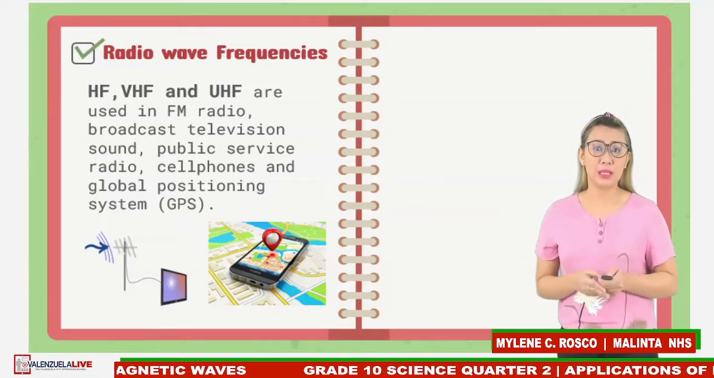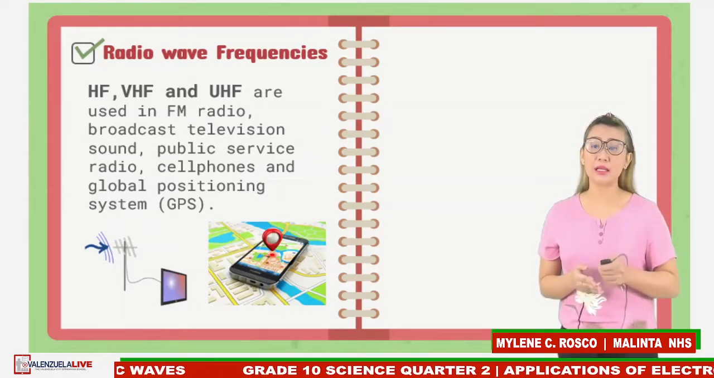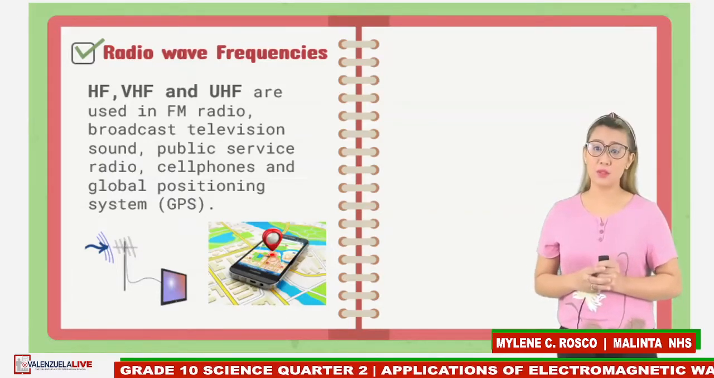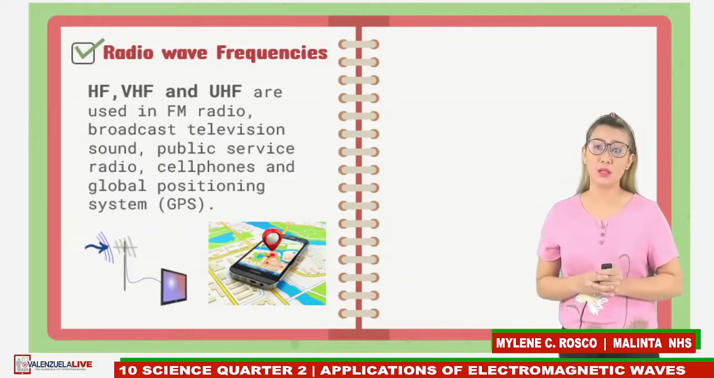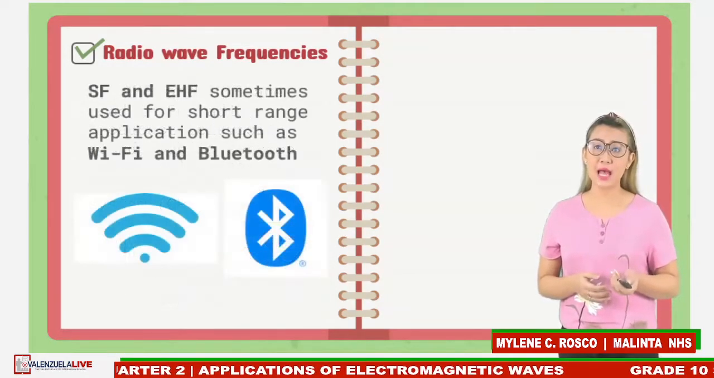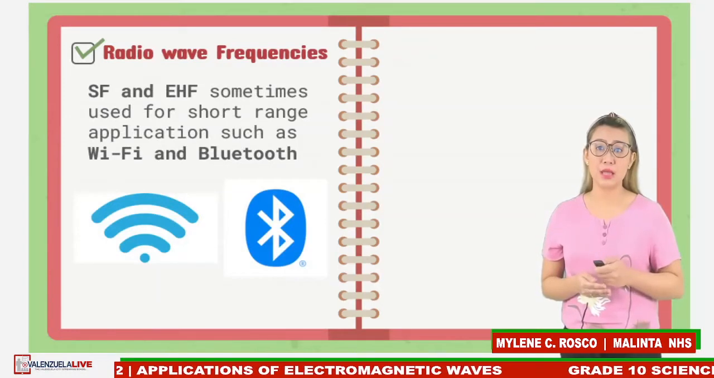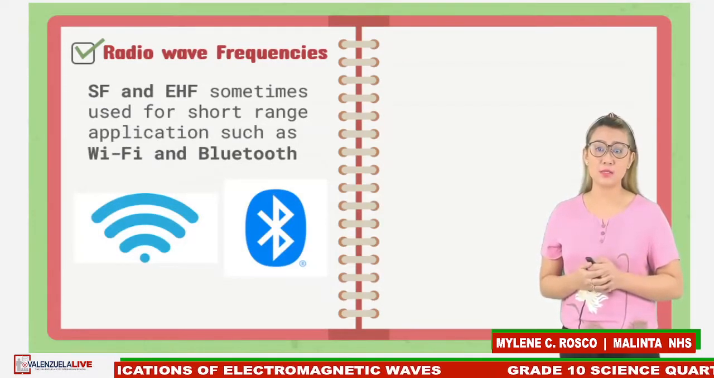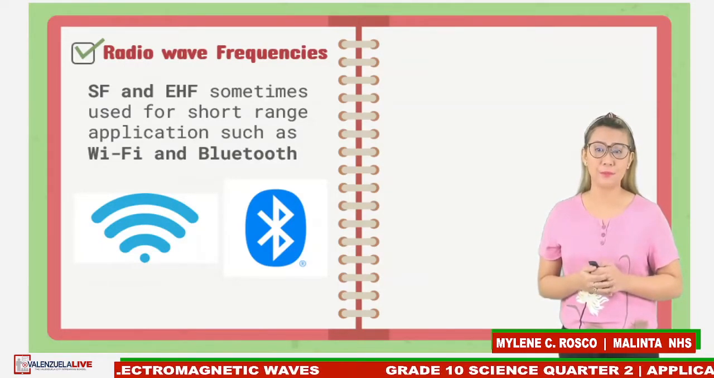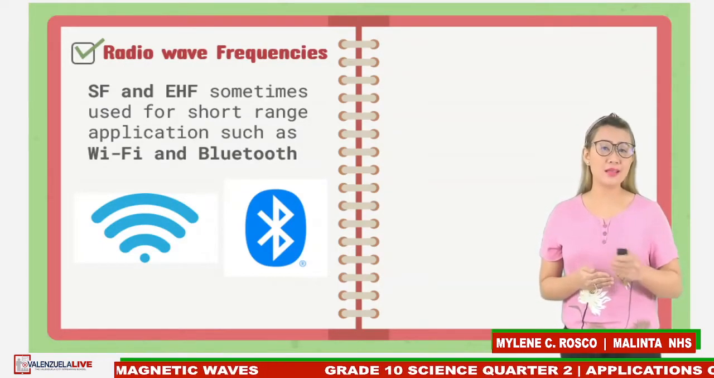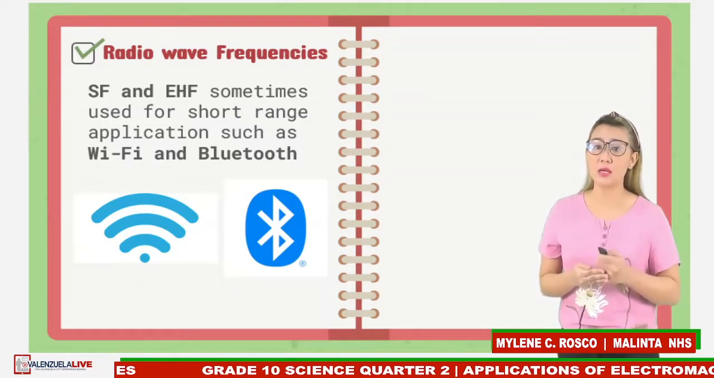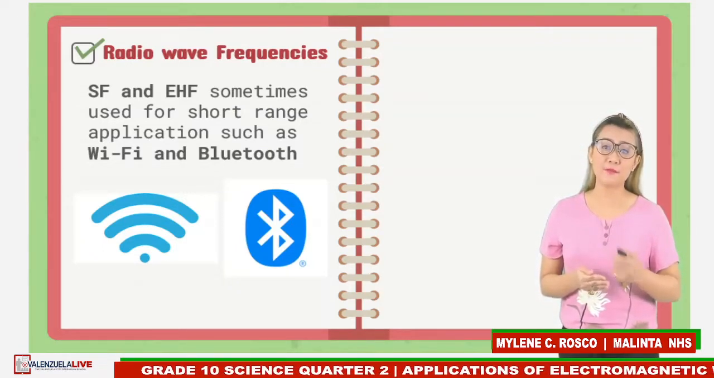Take note that high frequency waves can be reflected by the ionosphere. This enables the waves to be transmitted over a great distance. Now let's have the super high frequency and extremely high frequencies. These are sometimes considered as part of microwaves. These radio bands are less affected by air and are sometimes used for short-range applications such as Wi-Fi and Bluetooth.